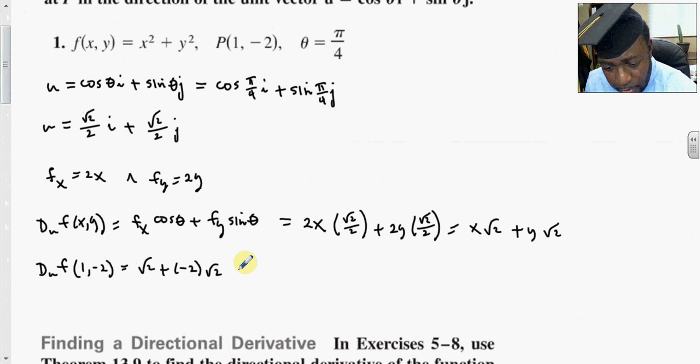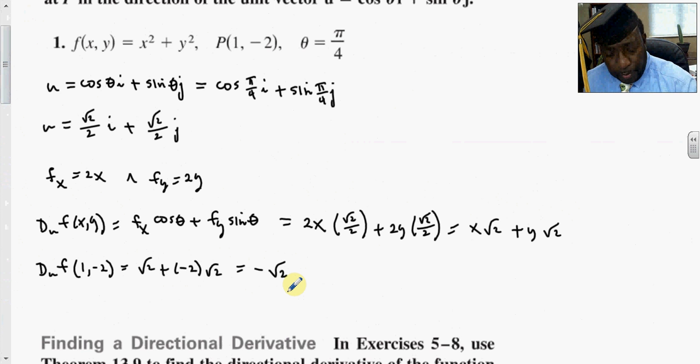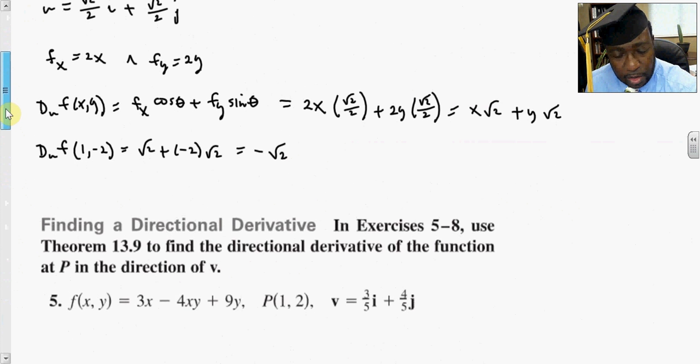Negative 2 times square root of 2, and that gives us negative square root of 2. So the derivative here, you're looking at the derivative, but it's with respect to a direction. So this derivative is decreasing.